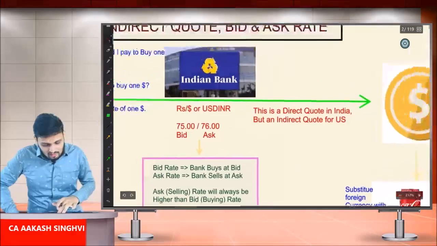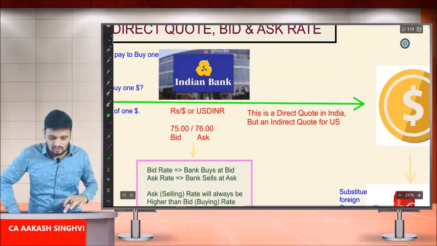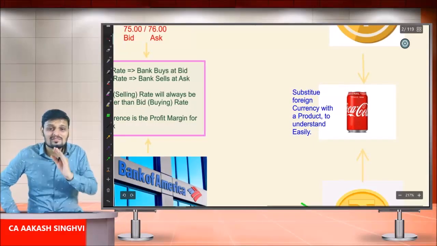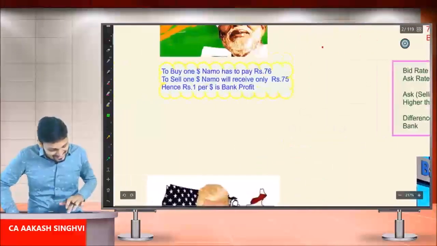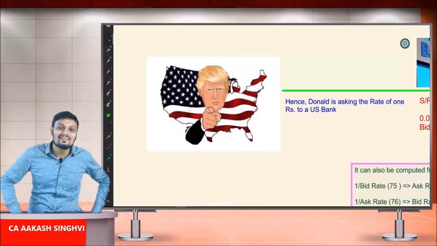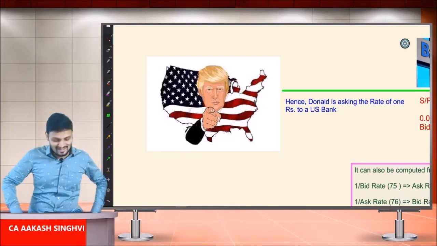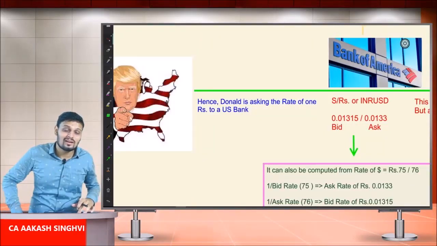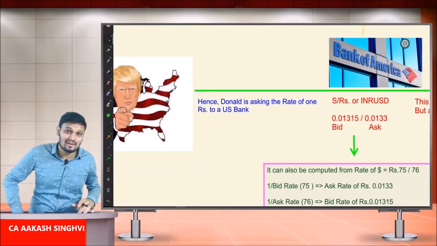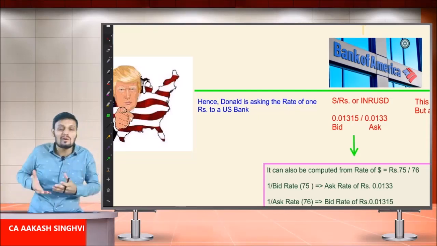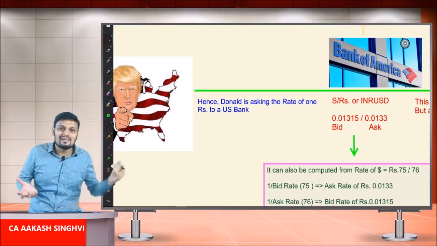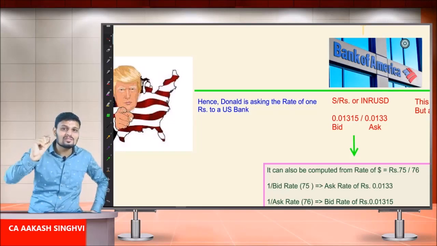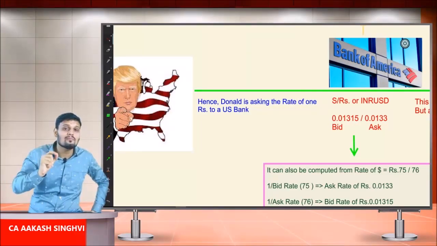Done. So finally we have understood what is a direct quote and what is an indirect quote. Okay, so with the help of Coke also you should always keep this Coke bottle picture in your mind, right? Now let's understand from Donald Trump's point of view. You all know about him. Now the complications will be a little more, right? Because thinking from the Indian point of view is very easy, because right from our childhood or birth, we are always dealing in rupees. But when you shift your mindset to some other country, that is where a little bit of complications come in this chapter.